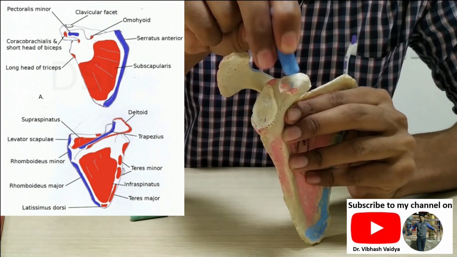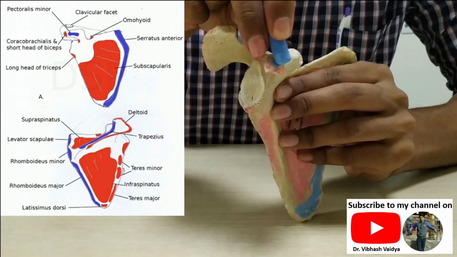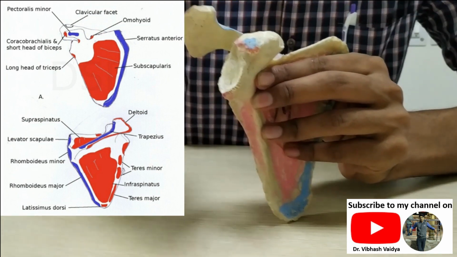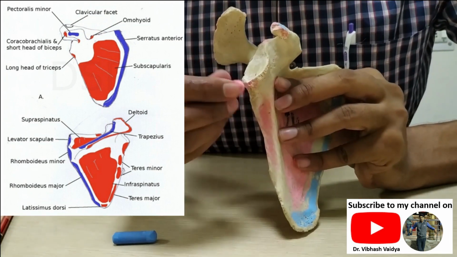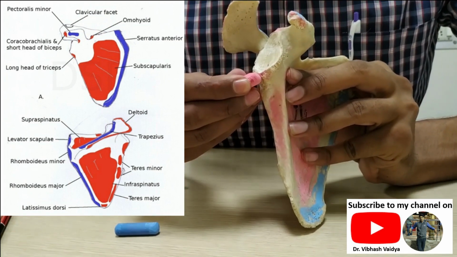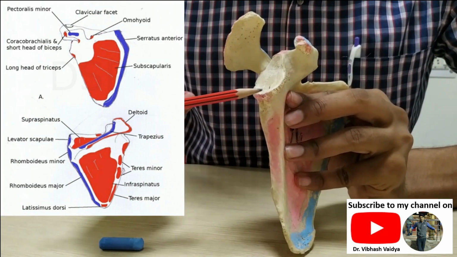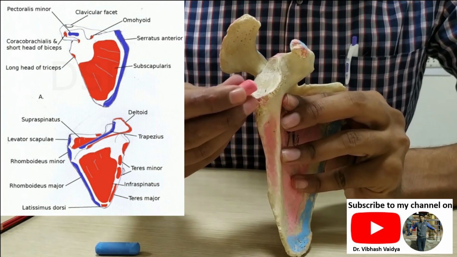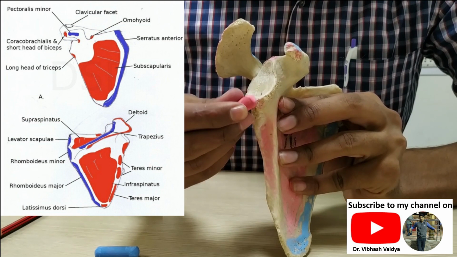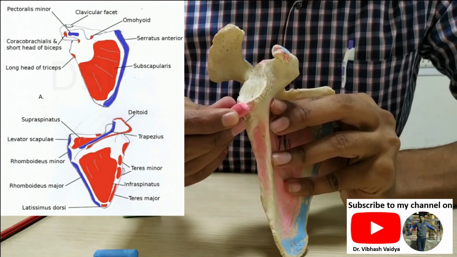From here we have the insertion of the pectoralis minor muscle. Then the long head of the triceps muscle takes origin from the infraglenoid tubercle. Below this glenoid cavity, we have another bony elevation. This is called the infraglenoid tubercle. Over this portion, we have the origin of the long head of the triceps brachii muscle.